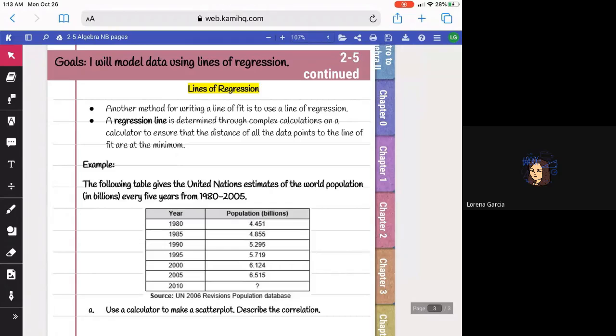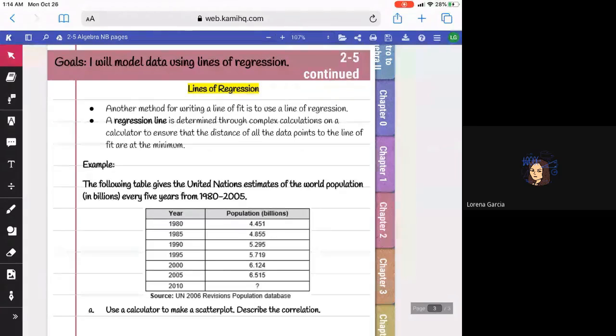Okay, so in 2.5 continued, we're going to be modeling data using lines of regression. In the previous video, we learned that you could use 2 points to write a prediction equation, but 2 points are not always going to give you the most accurate equation. The most accurate one is going to come from doing a line of regression, which uses very complex calculations done on the calculator. So we're going to be using an online calculator today to write our equation.